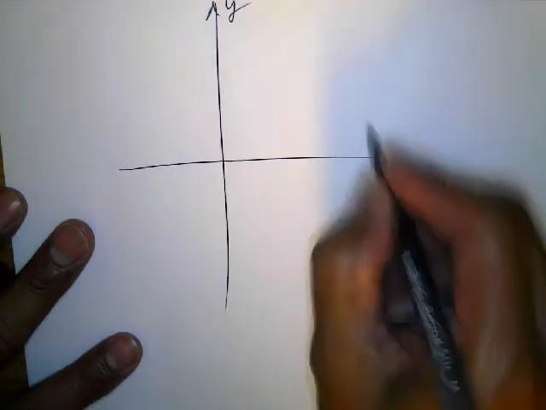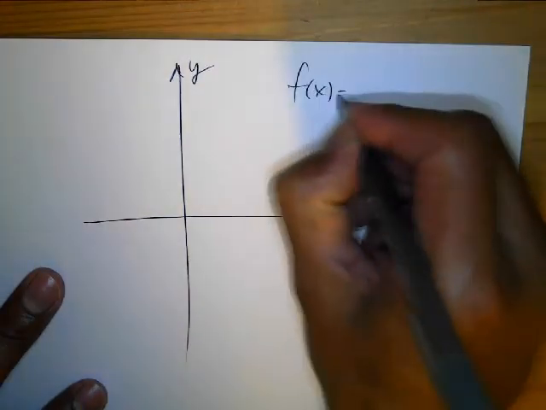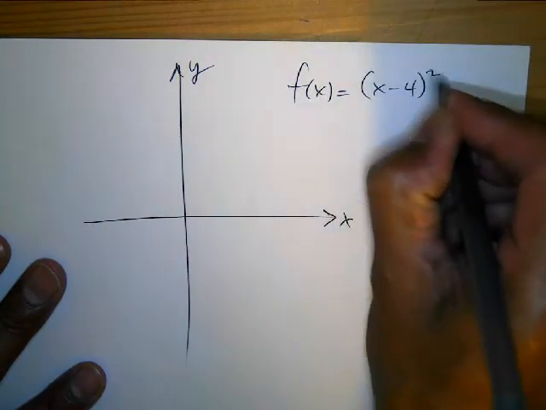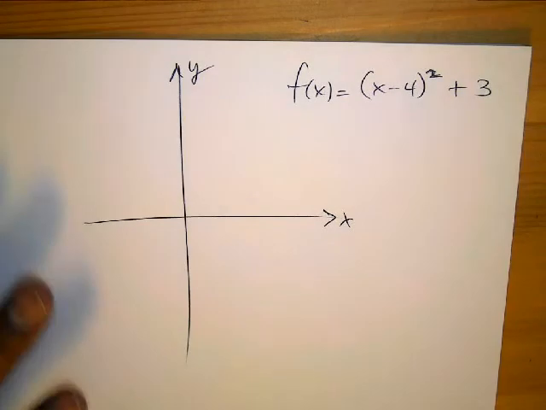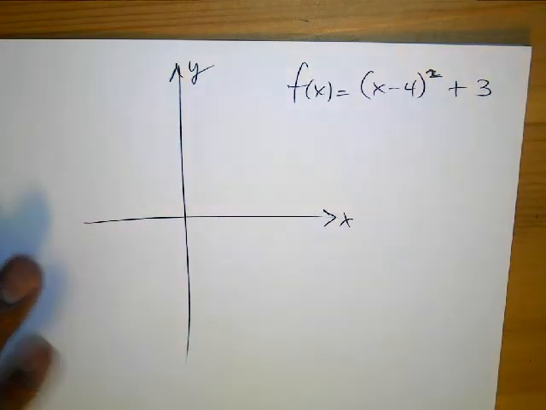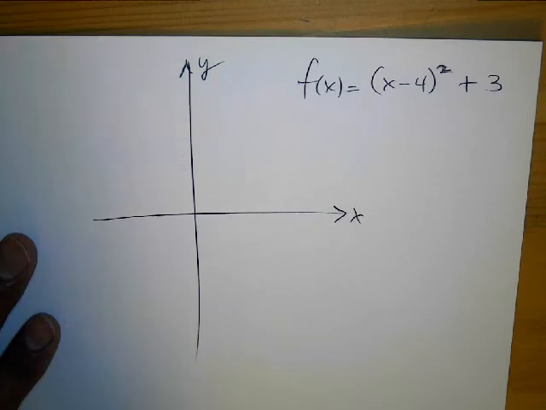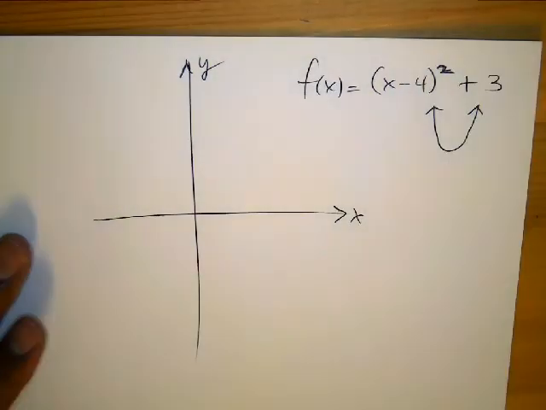Okay? And now we're going to have translations. If you remember when we did the parent functions on quadratics and absolute value and all that stuff. Remember this? X minus 4 squared plus 3 or something like this. I know it's been a while, guys. I know. But let me just hopefully jog your memory here.